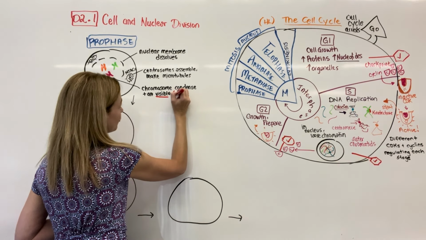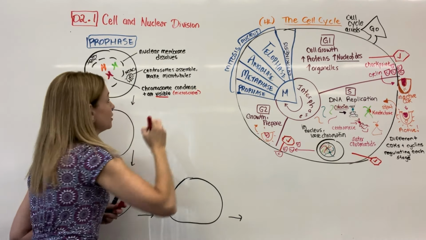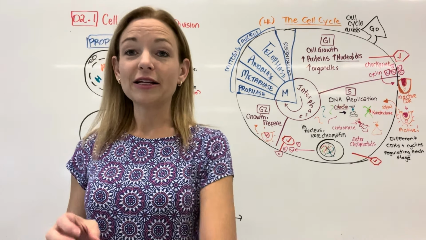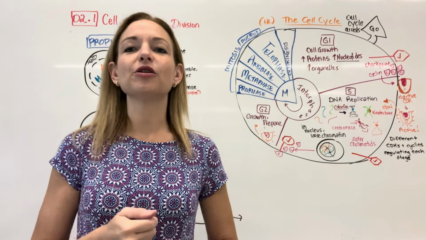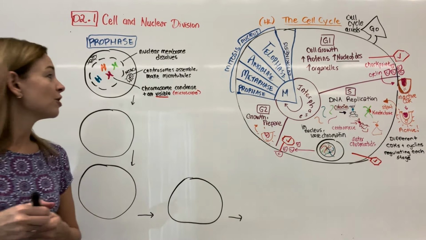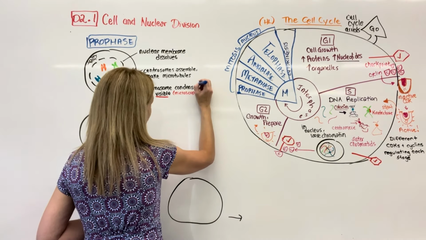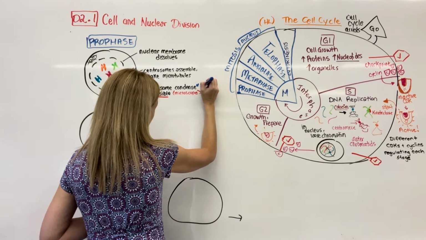I'm just going to write microscope to remind you that if you're given an image and you're like, how do I know if it's in prophase or interphase? If you can see visible lines, you are looking at prophase. So chromosomes condense and are visible. The way they condense is by wrapping around your histones.